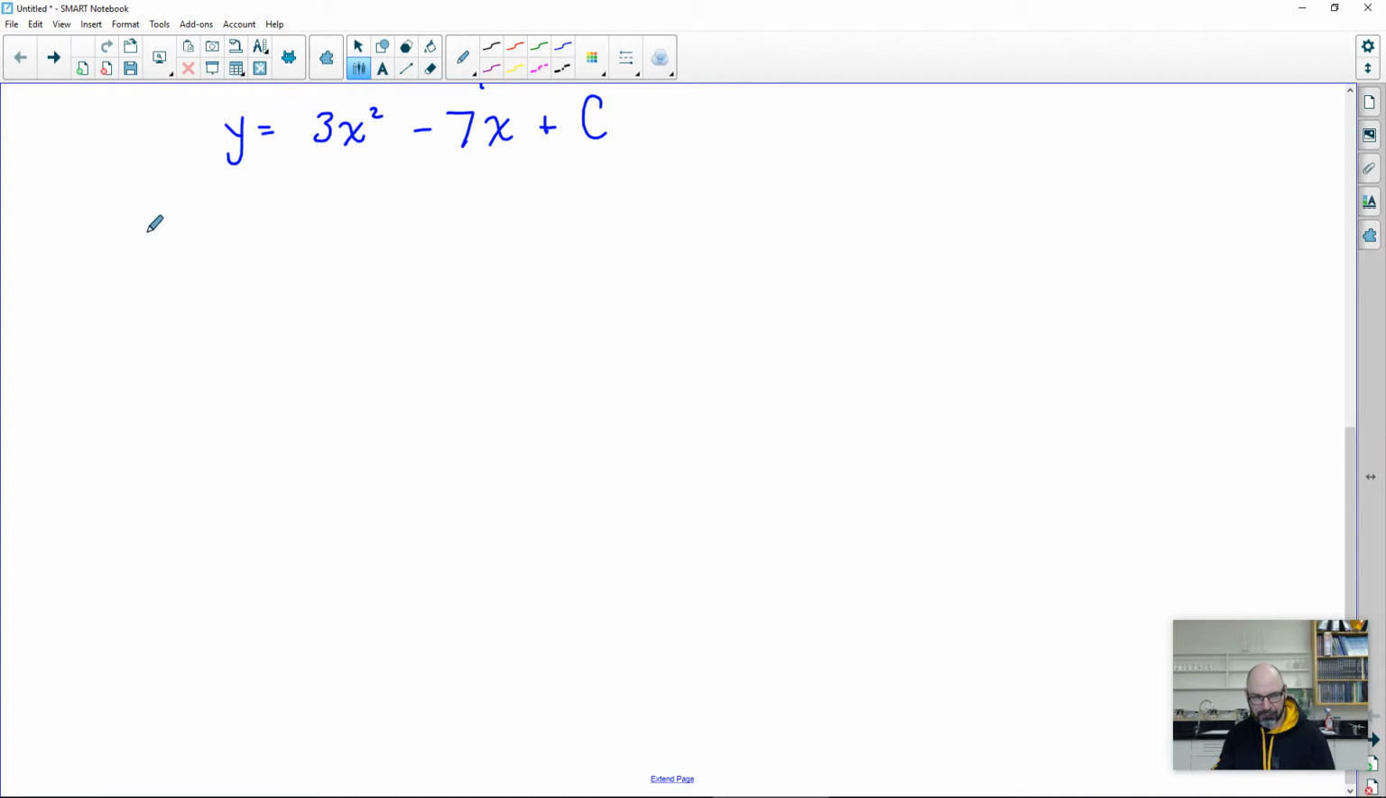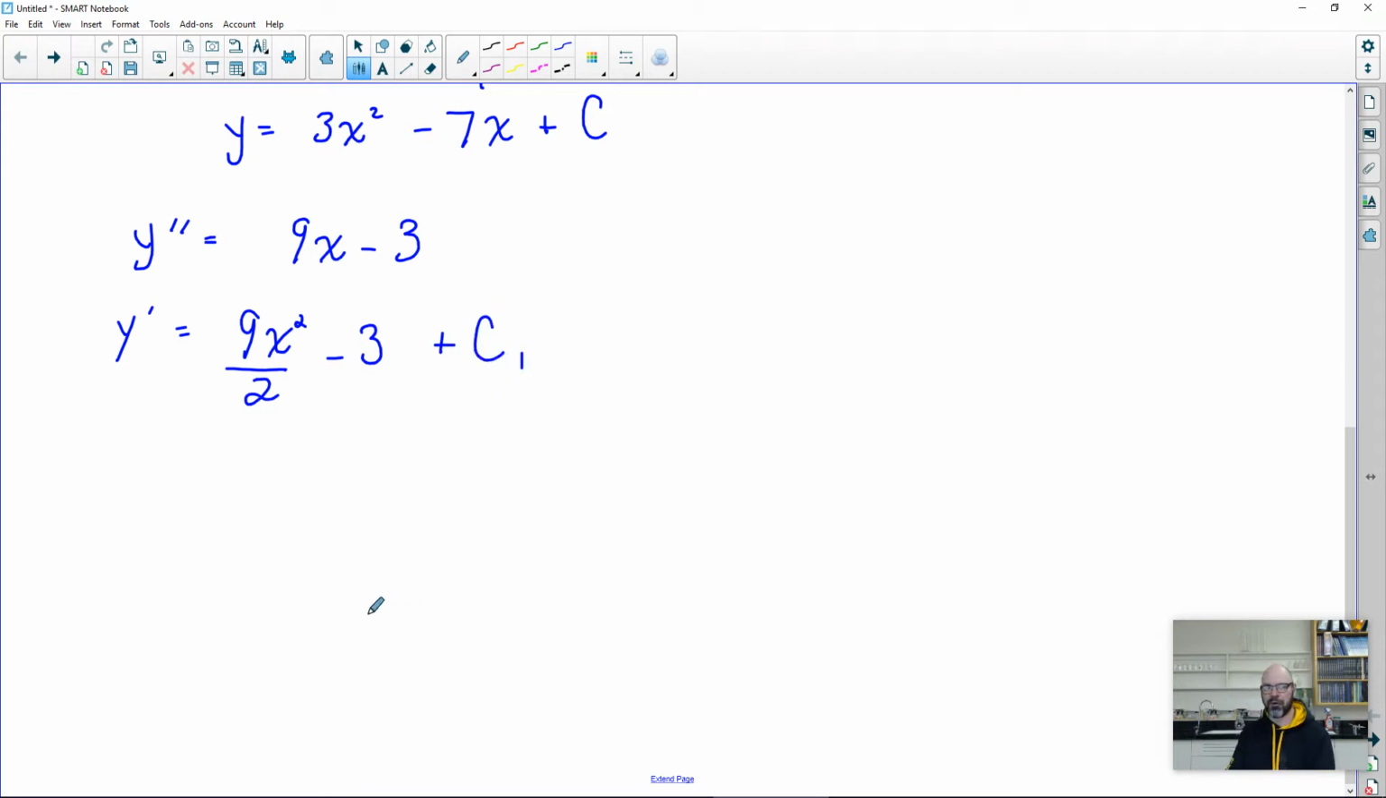Okay, so example 2, let's say that y prime equals 9x minus 3. If we do the antiderivative once, we'll get y prime. So we'll go 9x, 1 plus 1 is 2, over 2, minus 3x, plus a constant. We'll call it C1 because we're going to have two constants. And then we'll have to do it again.